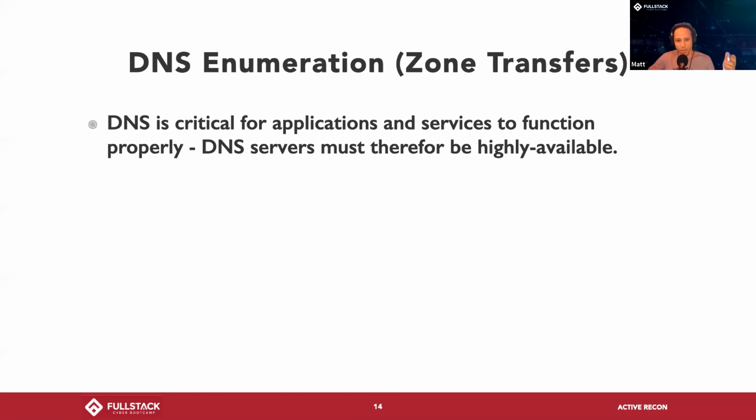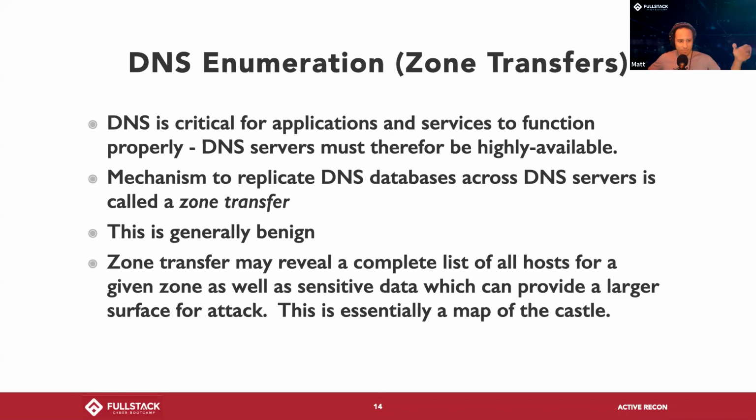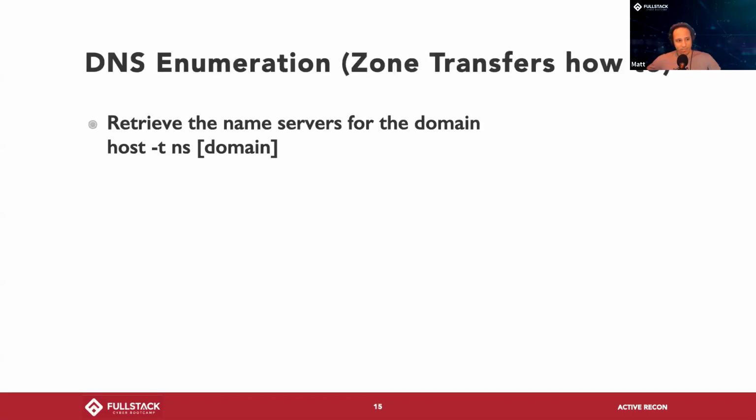So how do we do a DNS zone transfer? We know what it is, generally benign, and it can reveal a whole bunch of information, right? It's the map of the castle. It's really the map of the entire kingdom, right? We're going to know everything if we get this. So how do we do it?